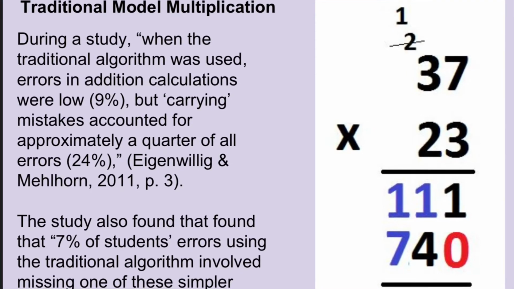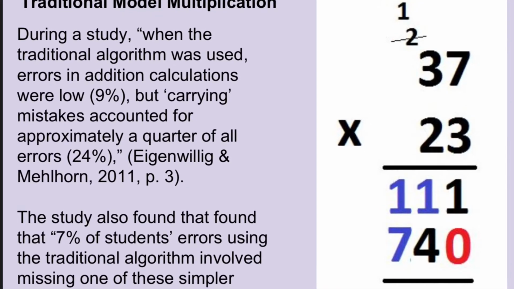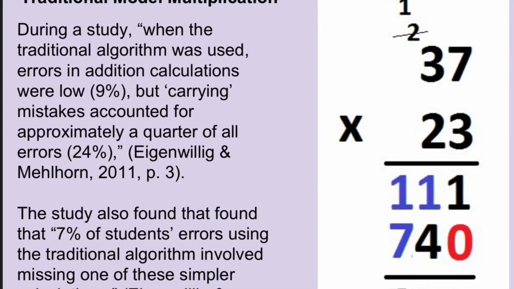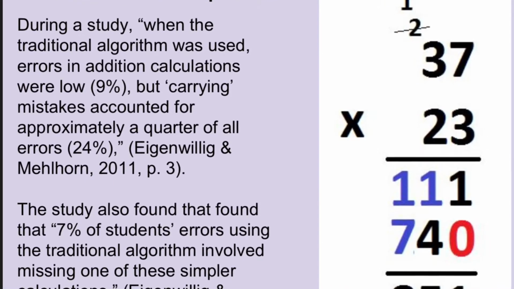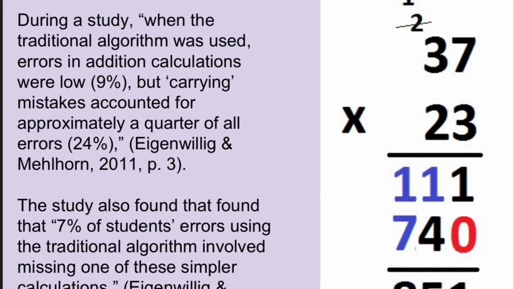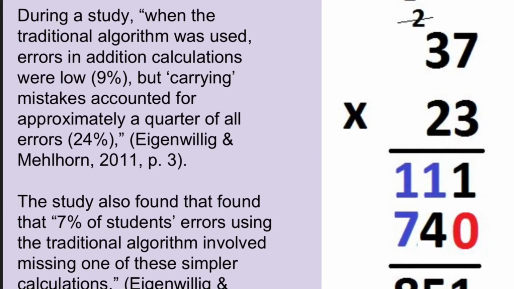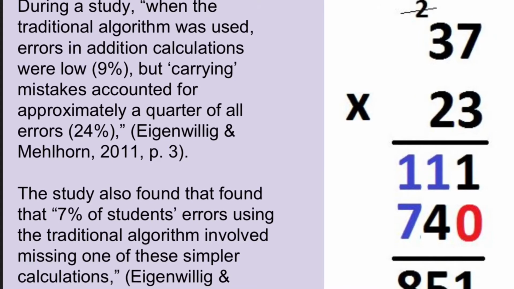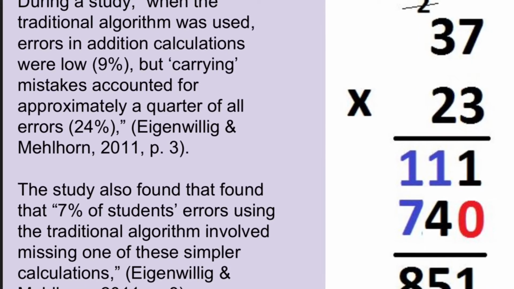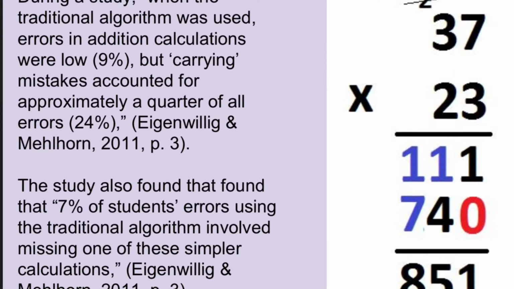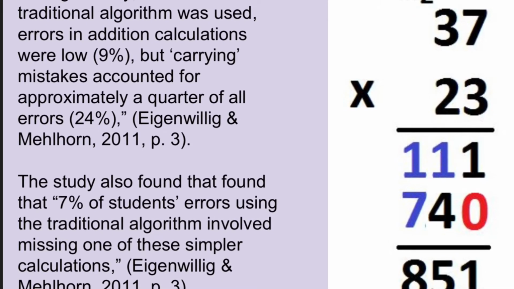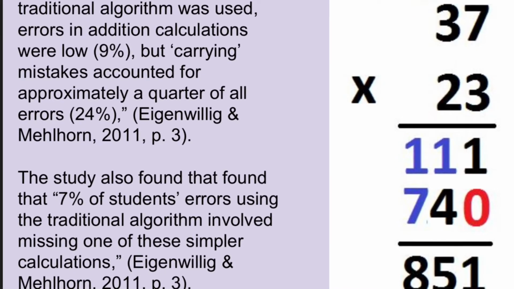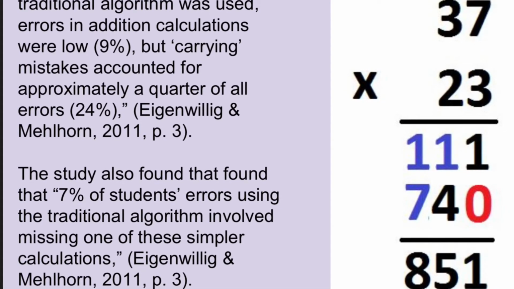Assuming you were taught traditional model multiplication like I was, you know that it is a series of steps to complete the algorithm. Now, during a study, it was found that when the traditional algorithm was used, errors in addition were low, but when you carried, those mistakes accounted for approximately a quarter of all the errors when children got the problem wrong. The study also found that 7% of the students' errors using the traditional algorithm involved missing one of these simple calculations.